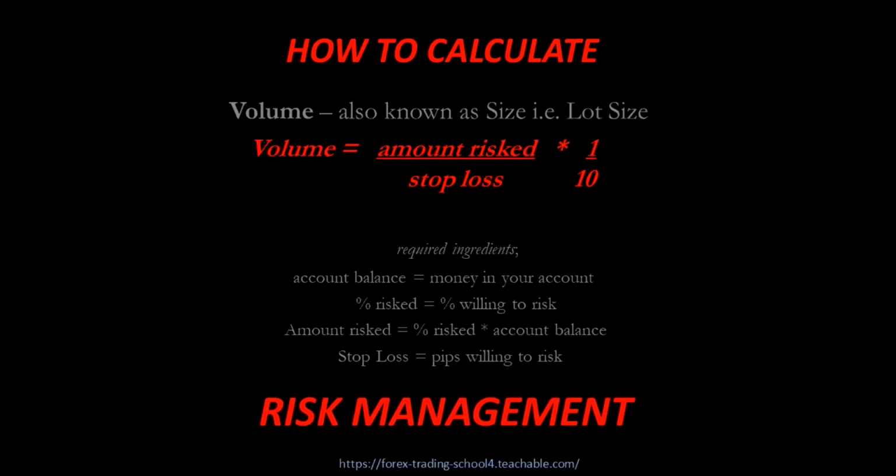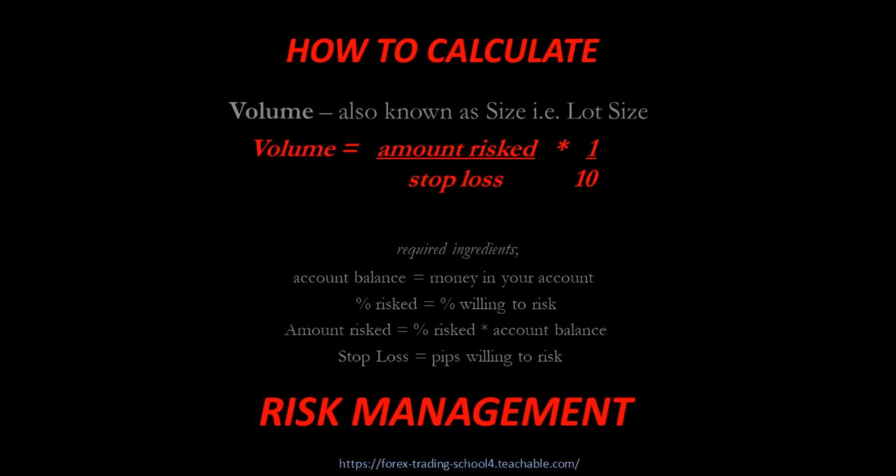The volume, as we said earlier, is known as the lot size, the trading size, the transaction size. And then the formula is simply the amount that we're risking. The amount that you're risking is gotten from your account balance. If your account balance is $1,000 as an example, you cannot decide to risk $2,000 because you don't have up to that. So if your account balance is $1,000, you can decide, hey, I want to risk maybe 1%. 1% will be $10. So that means that the amount risked will be $10.